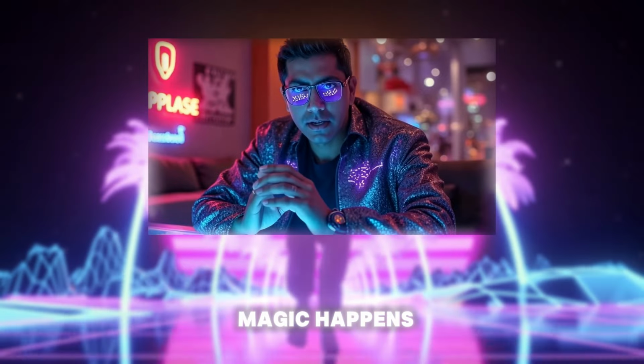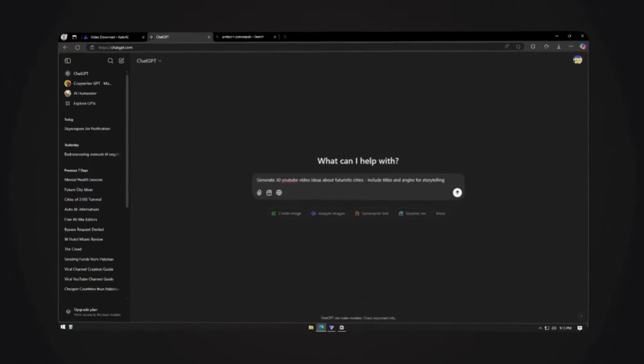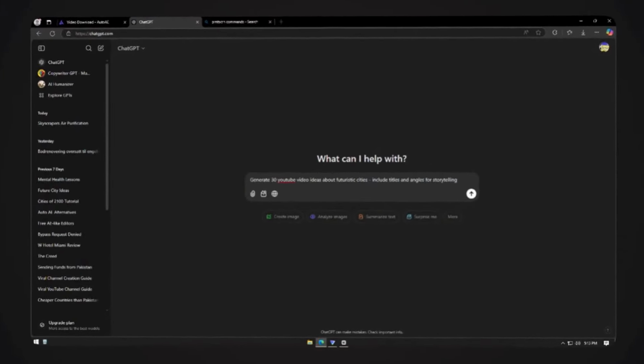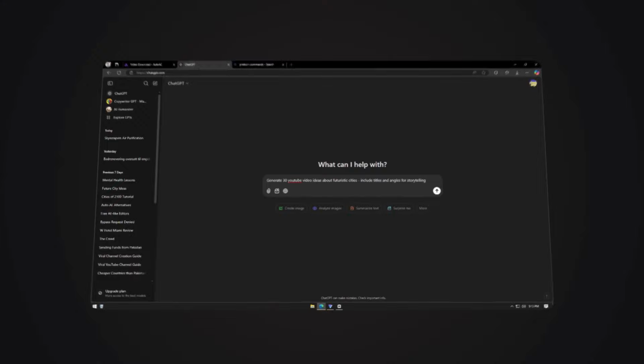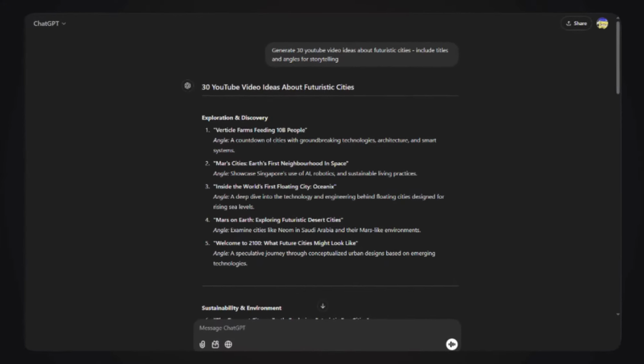Here's where the magic happens, scaling your channel with an automated system. Use this prompt: generate 30 YouTube video ideas about future cities, including titles and angles for storytelling. Examples: vertical farms feeding 10 billion people. Mars cities, Earth's first neighborhoods in space. The world's first smart city is already here.